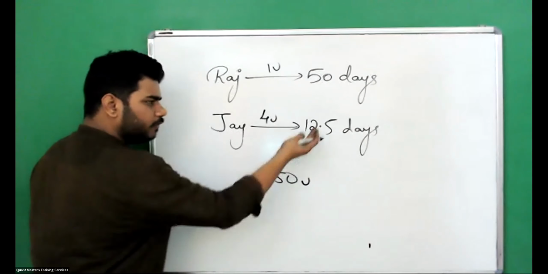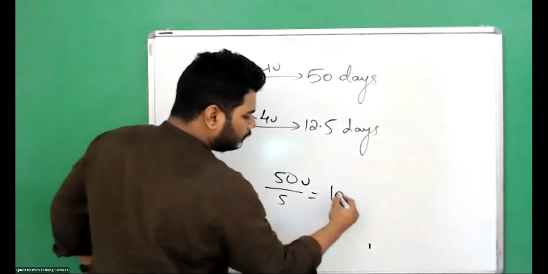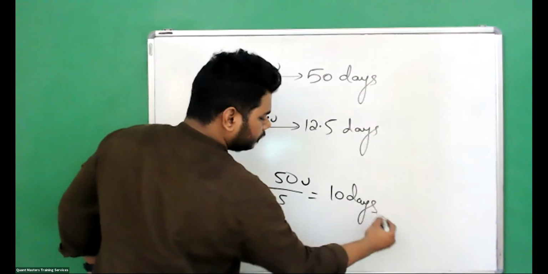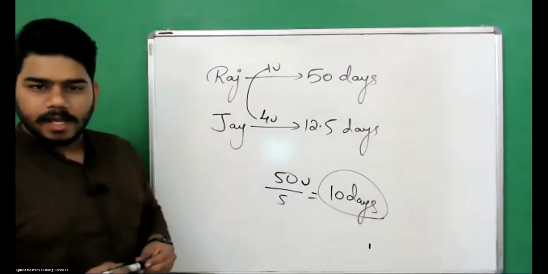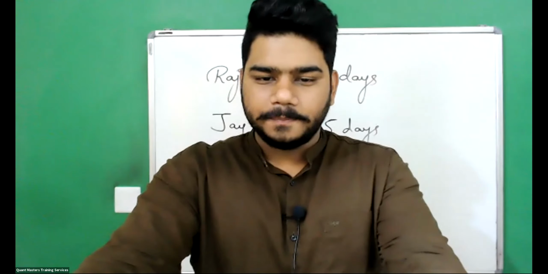Sir, how 4, sir? 50 by 12.5. So in one day, if they work together, they're doing 5 units per day, which means they'll complete the work in 10 days. I hope the concept is clear. Now we will be solving problems without even touching the pen using this technique.